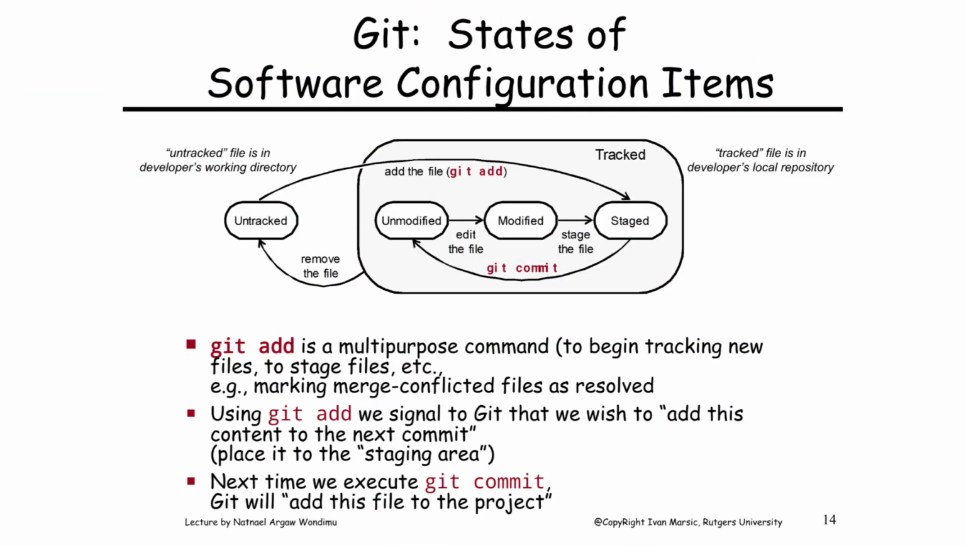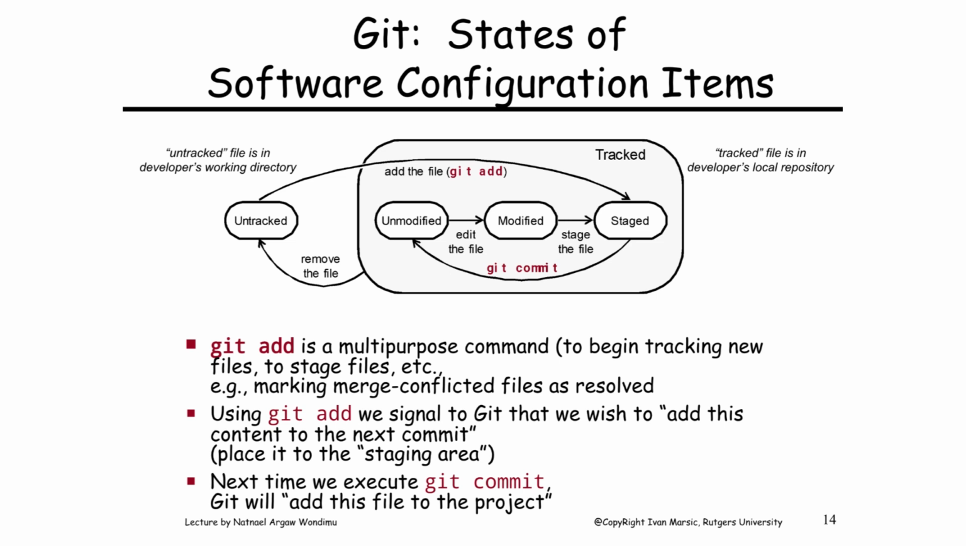What we just saw is some of the commands important for version control in Git. I've used the shared repository using the GitHub cloud platform, and locally I used Git to manipulate my workspace locally. So to summarize what we have seen there, first let's start with the states of software configuration items.